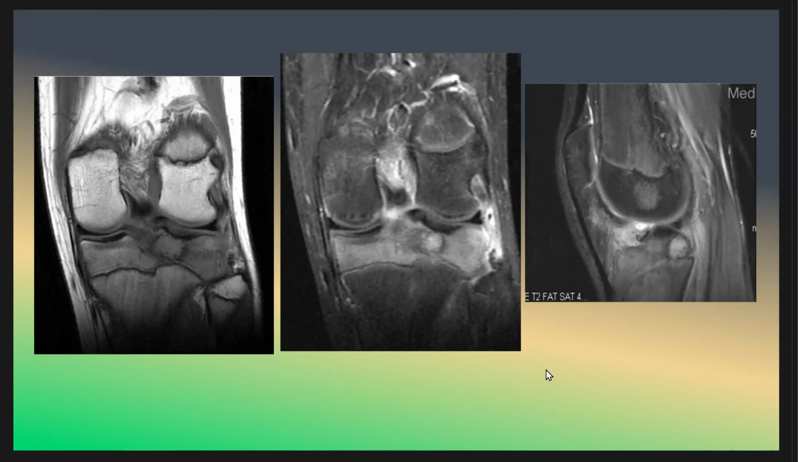This is an MRI, pediatric patient. What do you think this patient has? We have lesion in the tibial epiphysis here, and this is T1, this is FATSAT, and this is contrast study with FATSAT, and this is a chondroblastoma. It is an epiphyseal lesion.